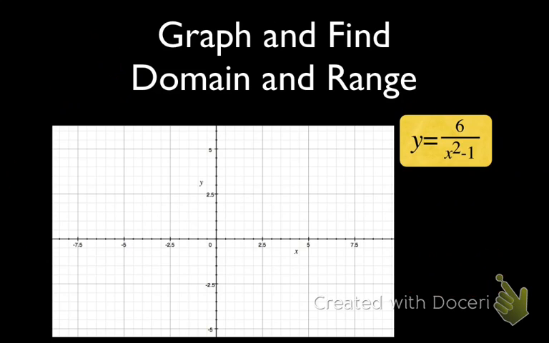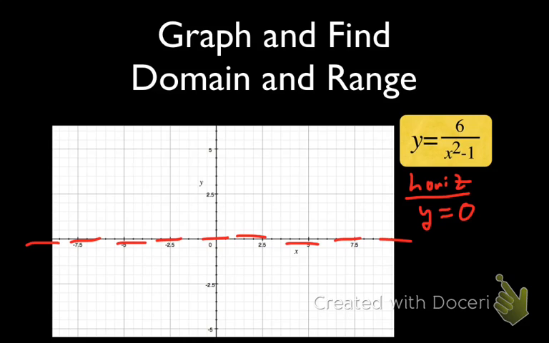I said the first thing that I do is look for horizontal asymptotes. We just learned that to do that, I look at the degree of the numerator. What is the degree of the numerator in this example? The degree on top is 0. The degree on the bottom is 2. So I know that I've got situation 1, the first situation. So my horizontal asymptote is at y equals 0. So the first thing I'm going to do is draw that in the graph.